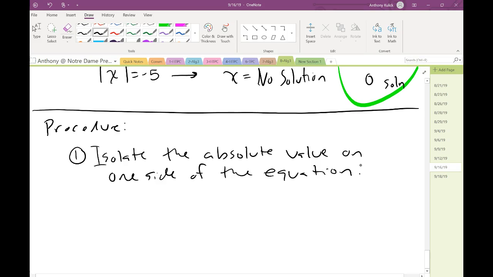Yes, Tom. Procedure. So the first step in our procedure is to isolate the absolute value on one side of our equation.